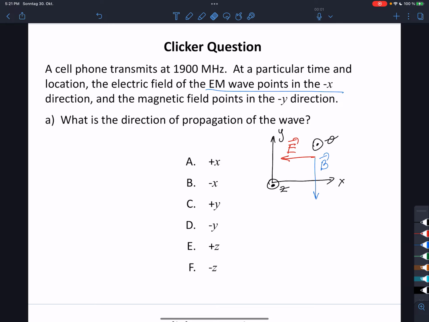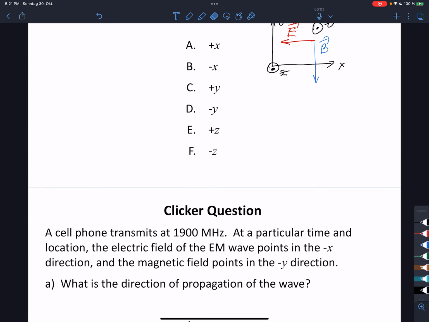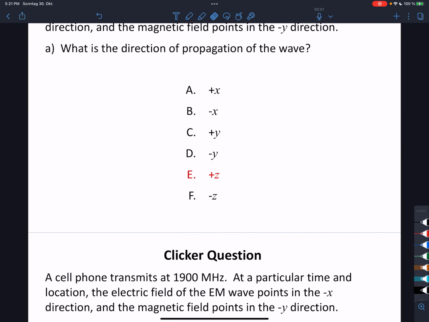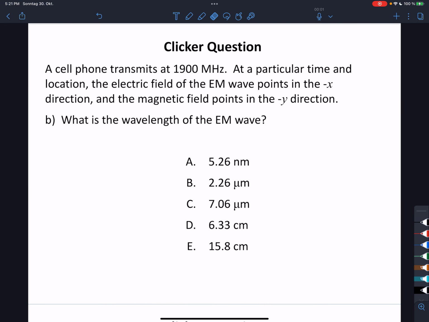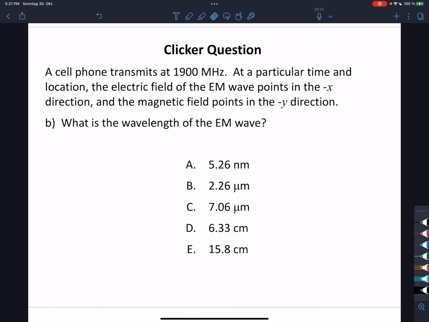Okay, I hope you got it right. In the positive z direction. Okay, here I have a question for you. Here we actually need to compute things, so please use your calculators.